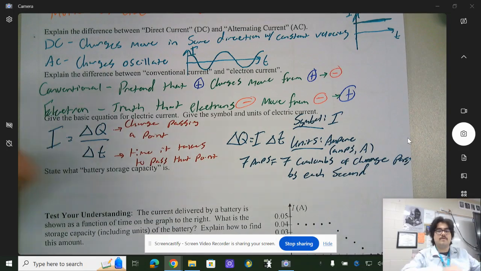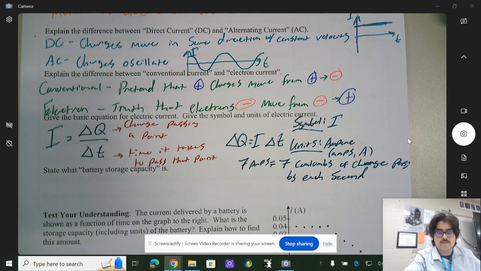Okay. So 7 coulombs of charge pass by each second. That's when you say something has 7 amps. This means that 7 coulombs of charge are passing by.